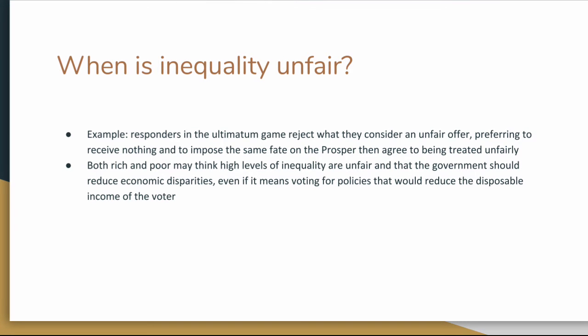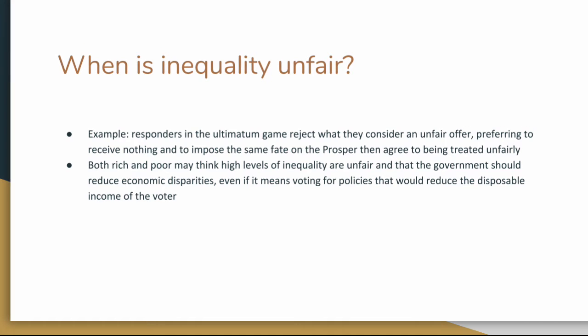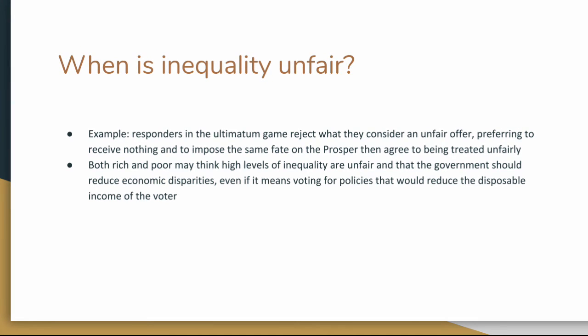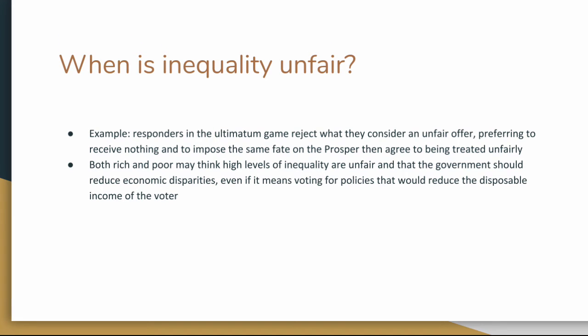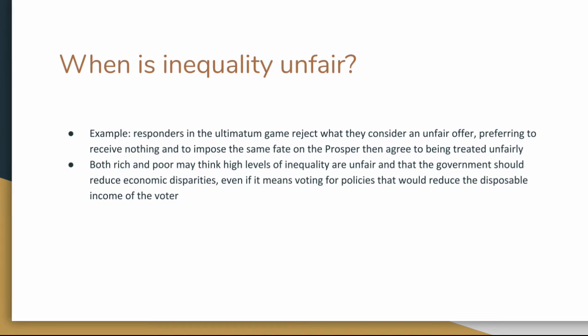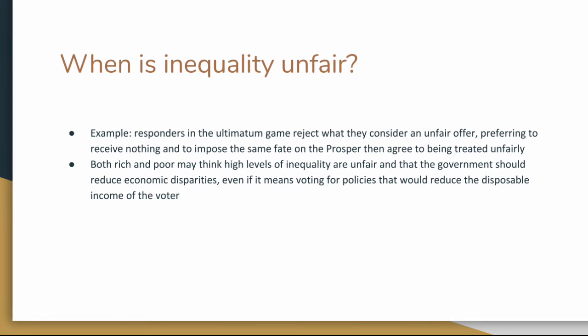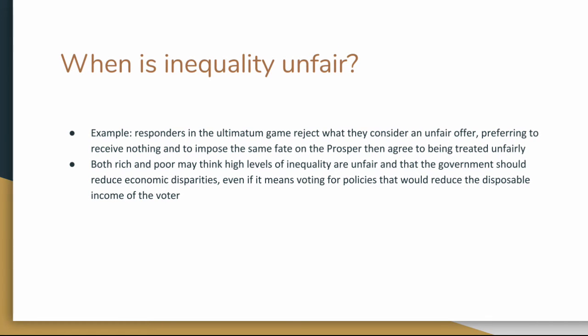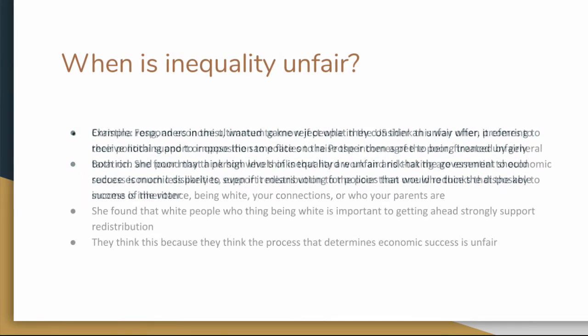Secondly, both the rich and poor may agree that high levels of inequality are unfair, and that the government should reduce economic disparities, even if that means voting for policies that would reduce the disposable income of voters. So what this means is that both the poor and rich think there are high levels of inequality that are unfair for both sides, and the government should reduce economic disparities.